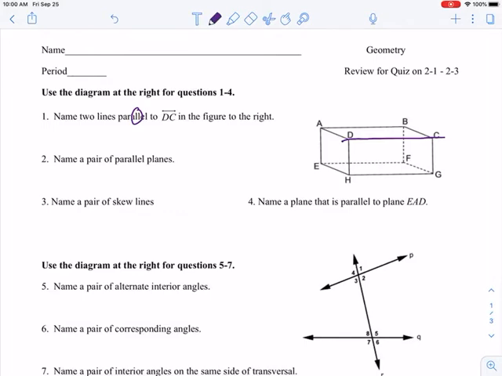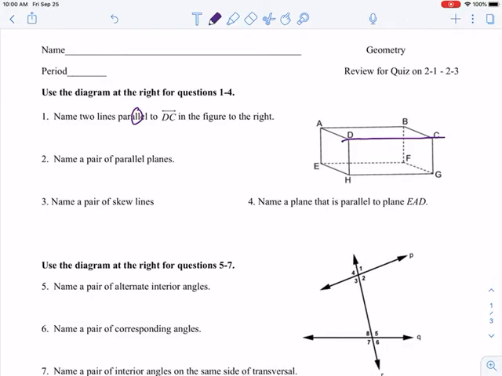For 3, your skew lines. Remember, skew lines are going to be 2 lines that never intersect and they're not parallel. So they have to come from 2 different planes. That one's a hard one, especially in a 2-dimensional figure. But again, they can't intersect and have to come from different planes.